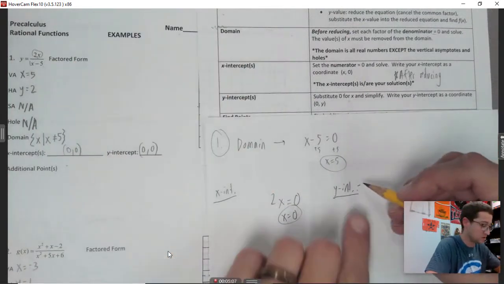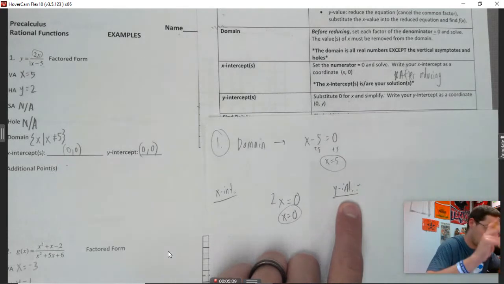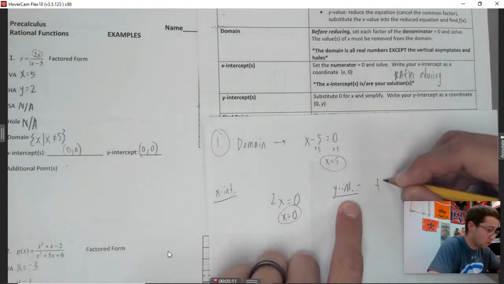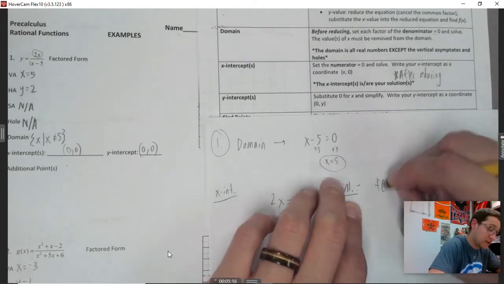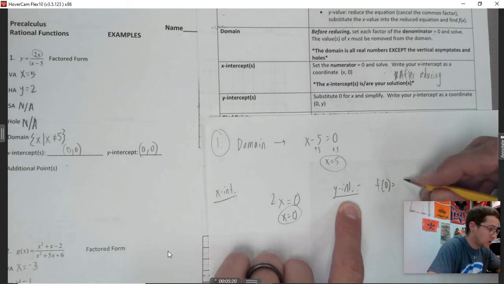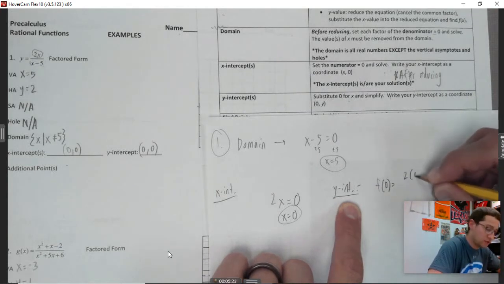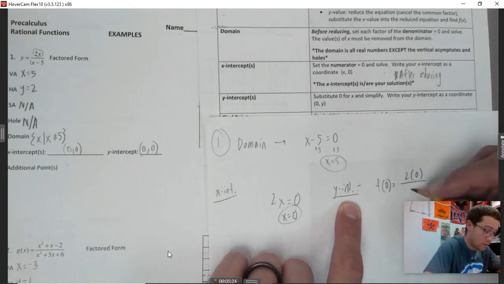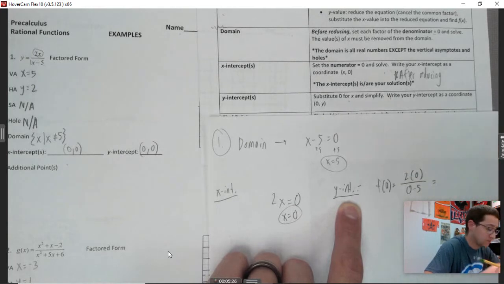So let's just double check. Let's do the work how we are supposed to, right? You've got your f of x, and really what we're doing is finding f of 0. We are plugging 0 into the function, and so we've got 2 times 0 over 0 minus 5.